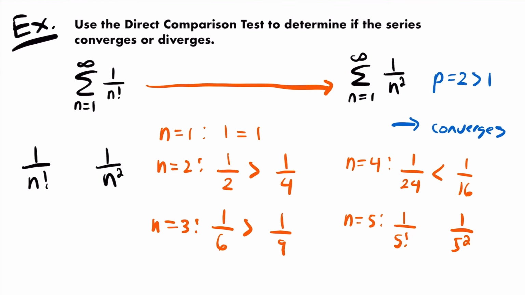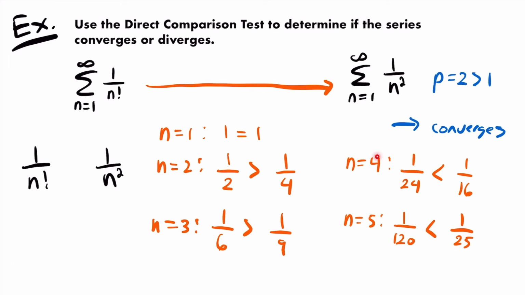5 factorial is 120 because 5 times 4 times 3 times 2 times 1 is 120. And so we have 120 in that denominator. And then 5 squared is just 25. So we have 1/25. And 1 divided by 120 is less than 1/25.